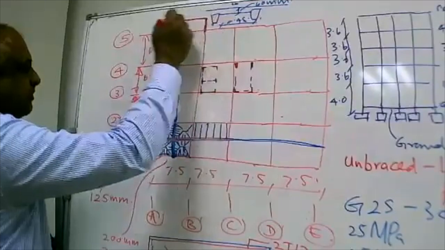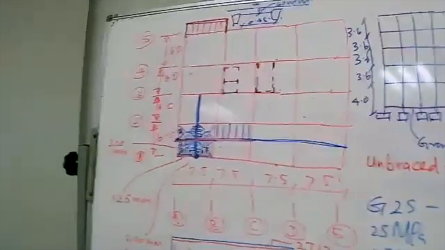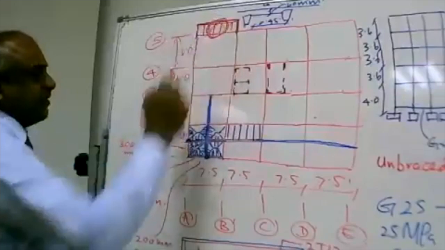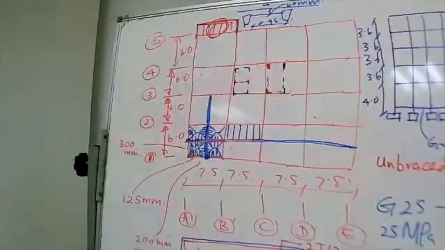We are not providing the beams along the longitudinal direction, only the shortest direction. That is not a very good arrangement, because the middle part of the slab will behave like a cantilever. So if you are doing that, put a small beam on the edge. Then it will be safe.